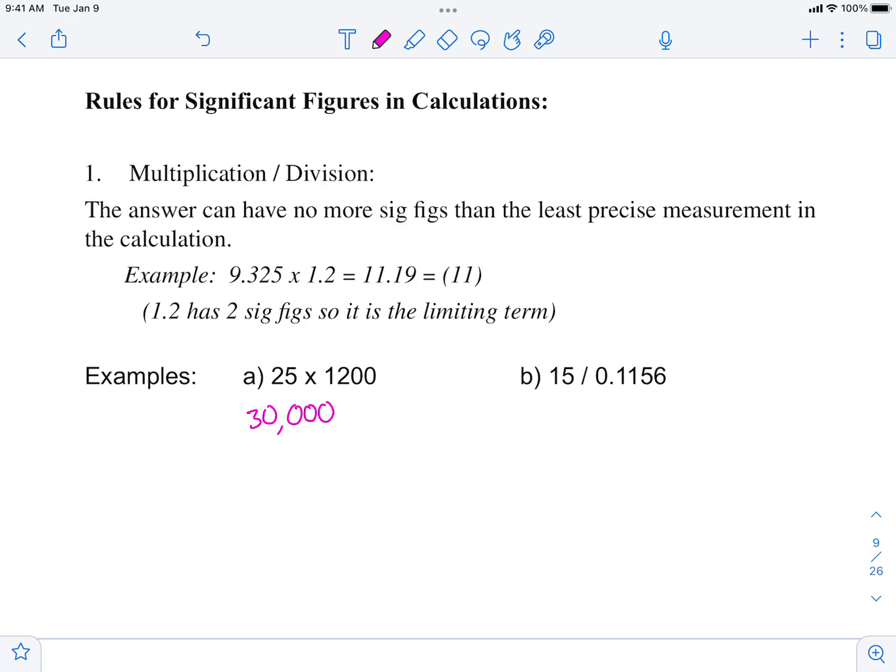All right, I need to write this so that it has two sig figs: 3.0 times 10 to the fourth. That is the number with two sig figs. So scientific notation will help you accurately portray a number with the correct sig figs. You just have to remember to use it. Let's try the next one. This time we're dividing. So 15 divided by 0.1156.